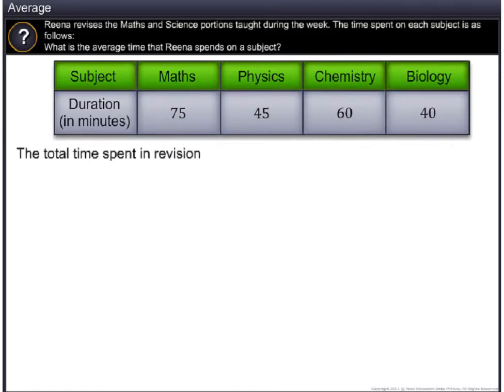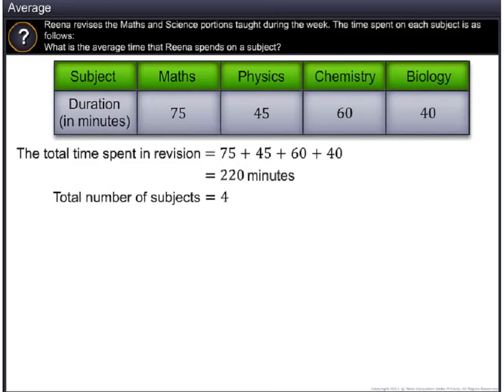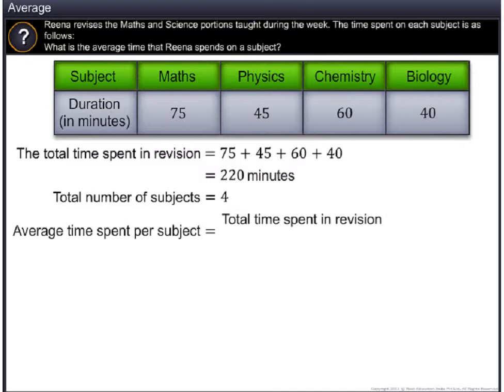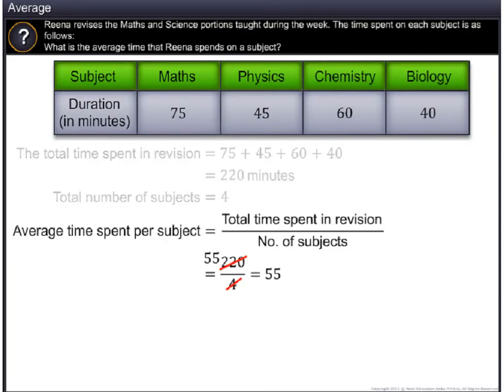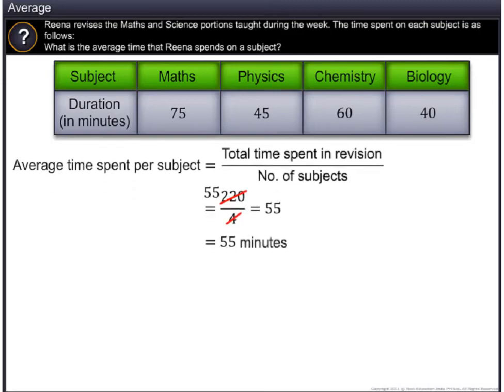The total time that Reena spent to revise the 4 subjects is obtained by adding the time spent on each subject. The total time that Reena spent on revision is 220 minutes. The number of subjects is 4. The average time spent per subject is the total time spent in revision divided by the number of subjects. On substituting the values and simplifying, we get 55. Therefore, the average time spent on each subject is 55 minutes.